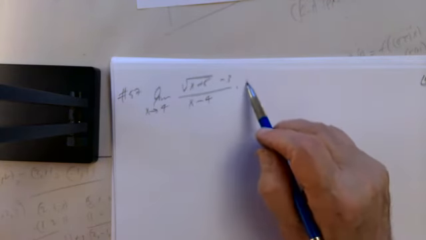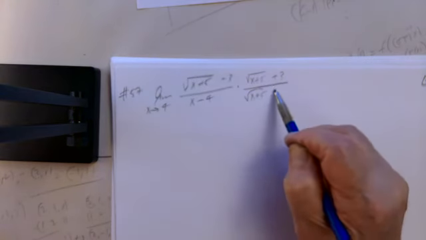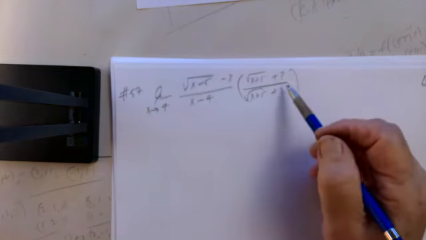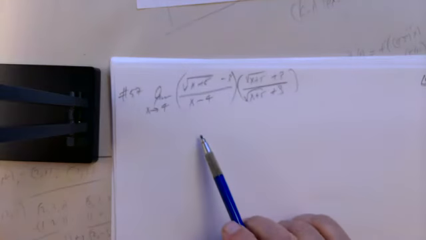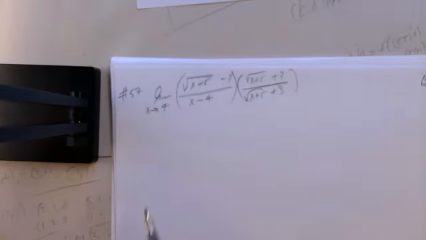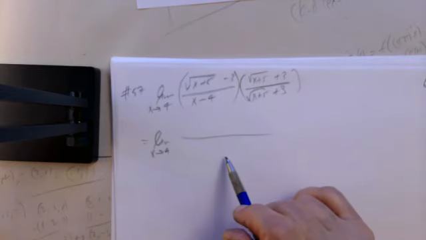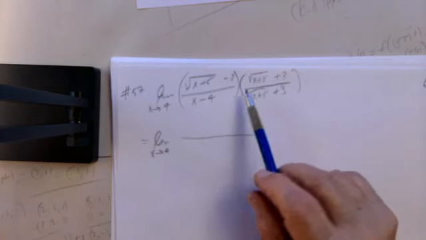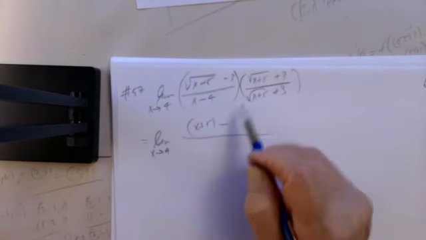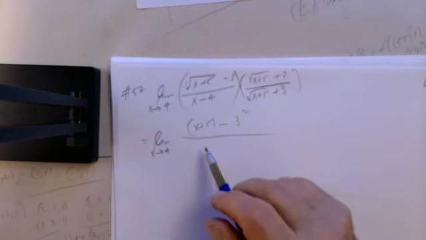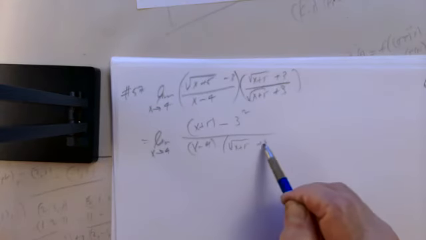But I can take this and multiply by the square root of x plus 5 plus 3 over the square root of x plus 5 plus 3. Because anything over itself is just 1. I'm just multiplying by 1. But now I see that this is of the form a minus b times a plus b. So what do I have in the numerator? I have this times this, that's x plus 5, minus 3 squared, over x minus 4 times the square root of x plus 5 plus 3.